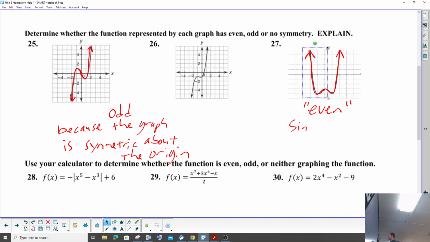Even since it's symmetric about the y-axis.